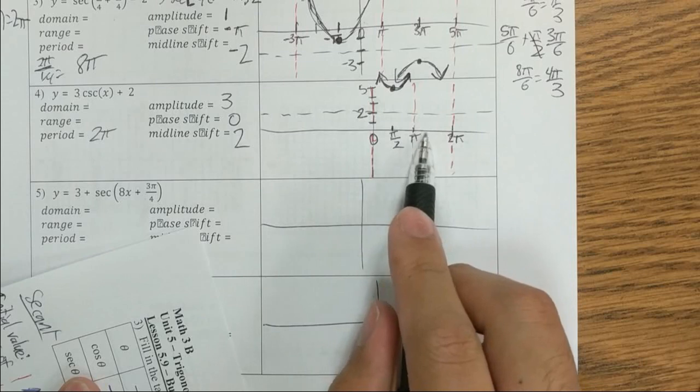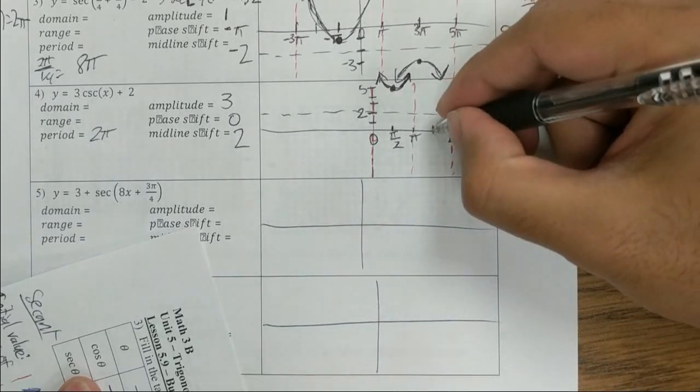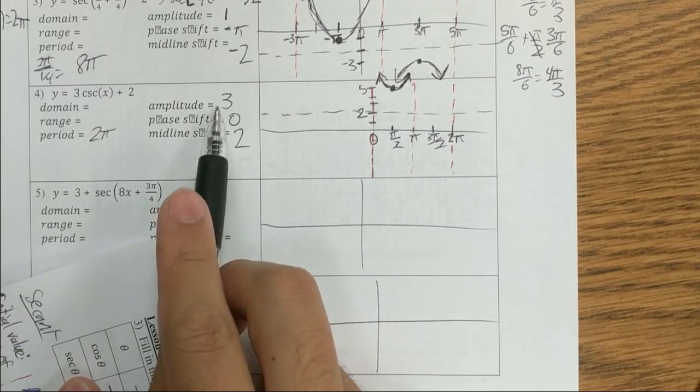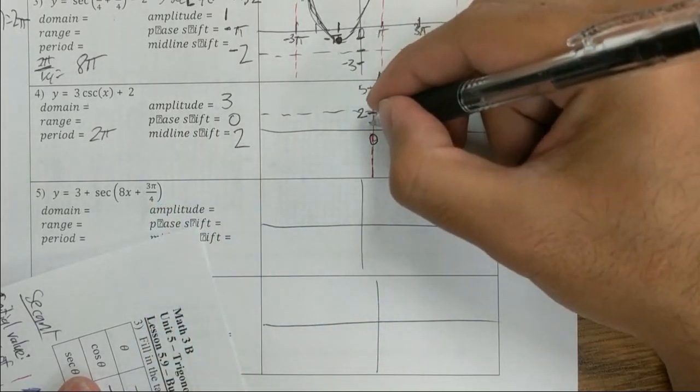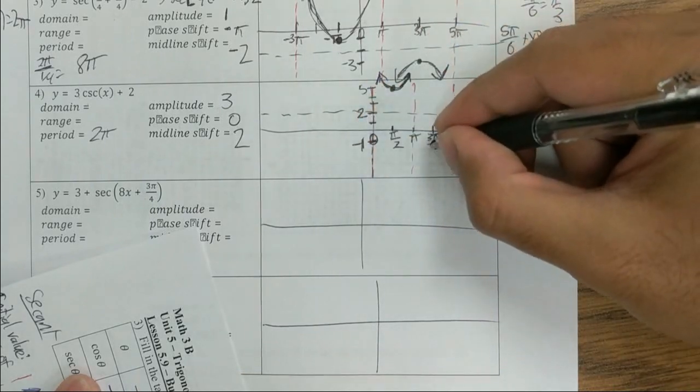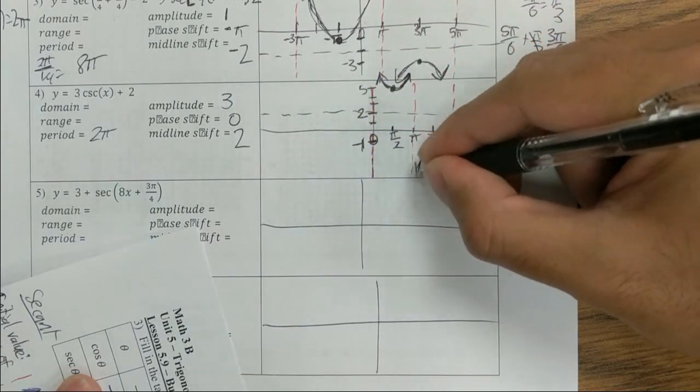Okay, then between the other two vertical asymptotes, halfway is 3 pi over 2. So from the midline of 2, now I go down 3 units. So 1, 2, 3, now I'm at -1. And this one opens downward.